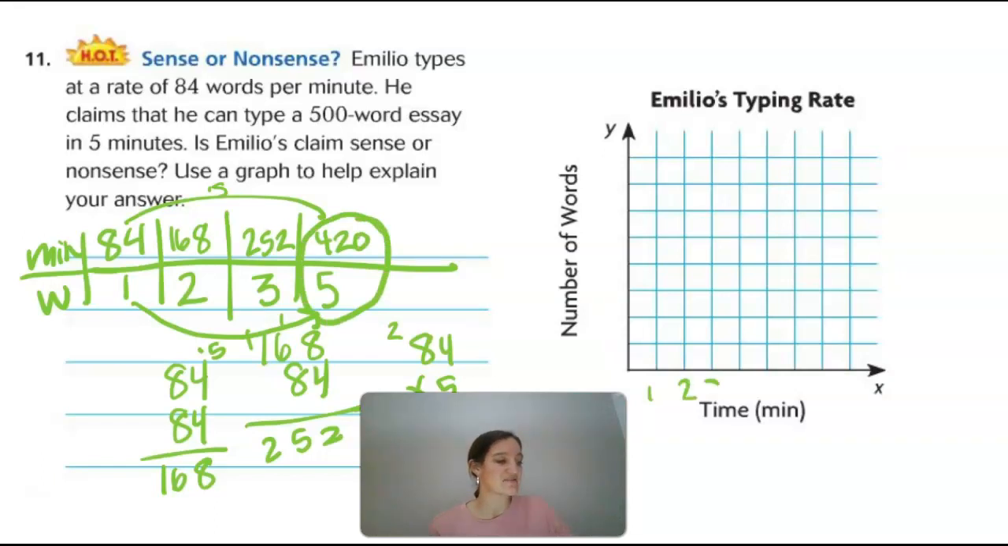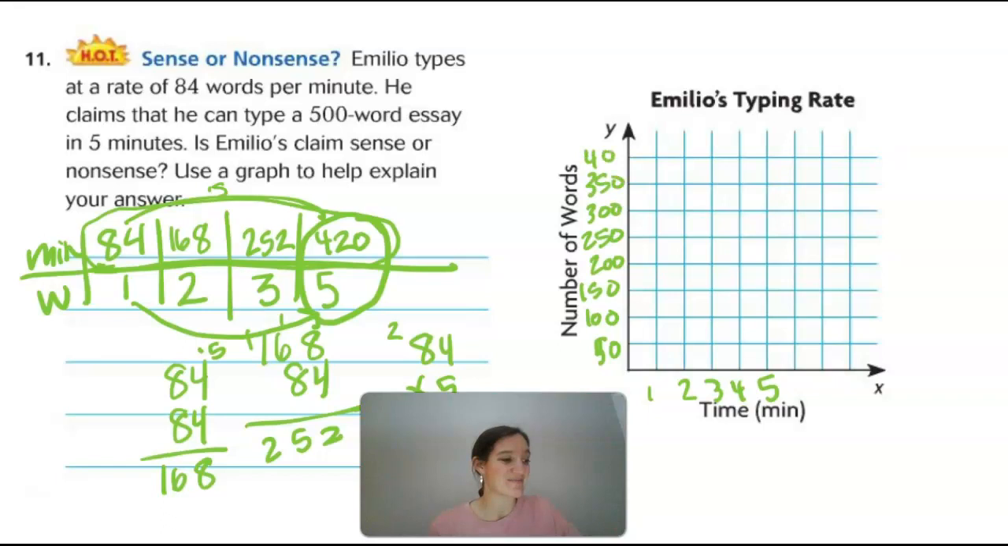I could go 1, 2, 3, 4, 5 minutes. And I could count by 84s. Okay, I could also count by like 50s. 50, 100, 150, 200. As long as my intervals are the same between every line, I could technically count by whatever I wanted. All right, so 84 to 1, 168 to 2, 252 for 3, 420 for 5, which is right about there.